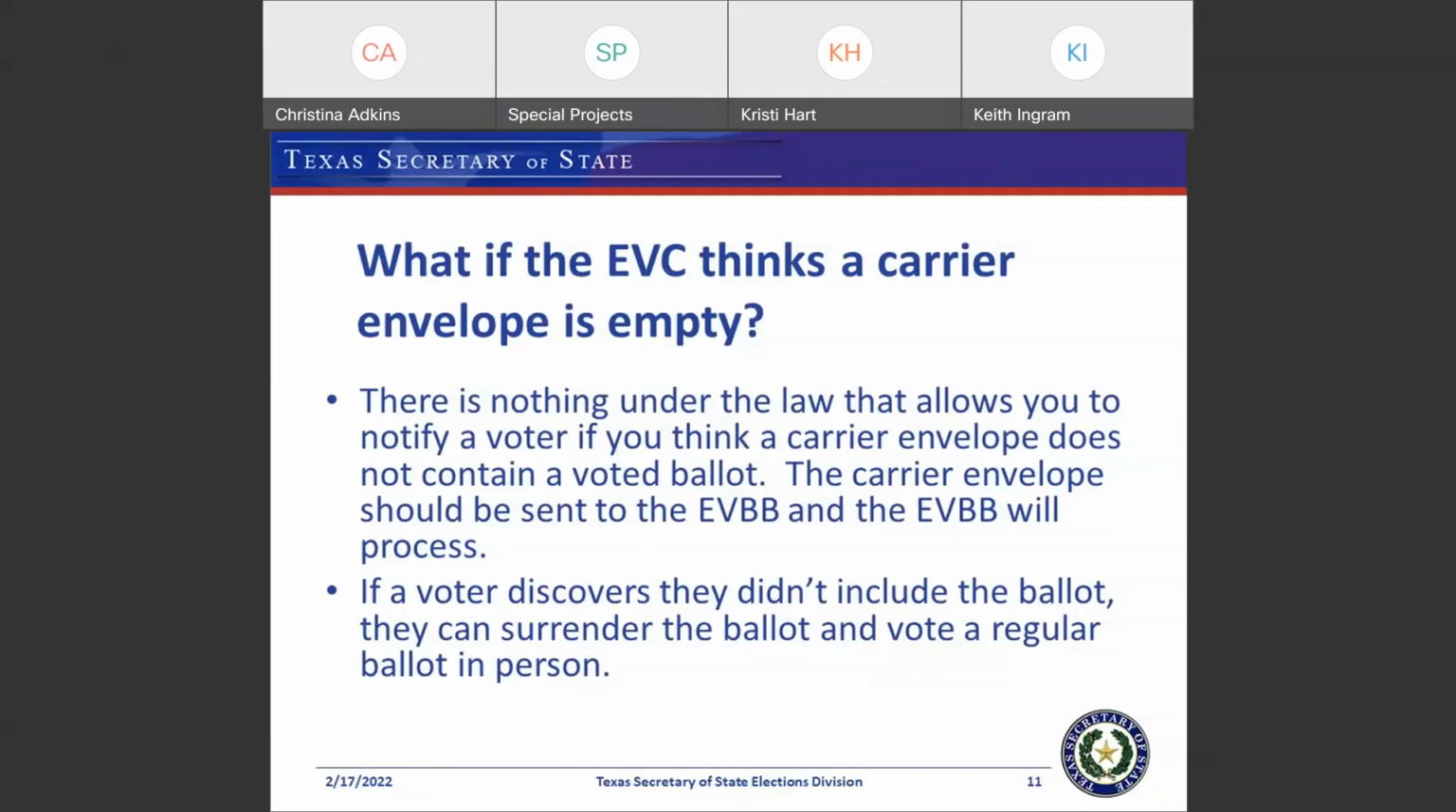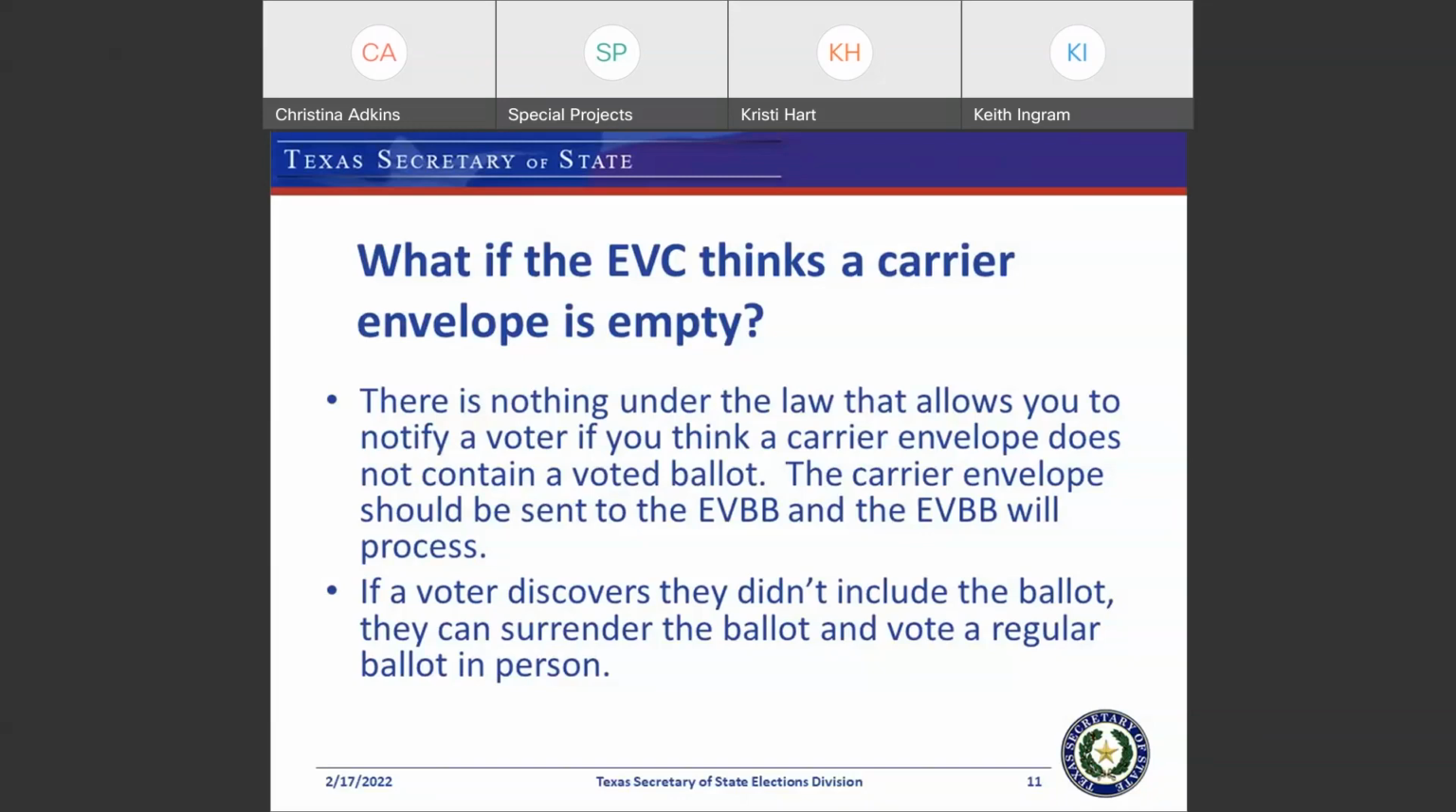We spent quite a bit of time today going through the code and looking at different provisions to try to provide a very solid answer here. I have to be real clear, we've got to rely on what the law tells us here. There's nothing in the law that allows you to notify a voter that you think their carrier envelope doesn't contain a voted ballot, because you can't open that carrier envelope to see if the voted ballot was included or not. So because there's no mechanism for you to open that envelope to confirm, that carrier envelope is ultimately going to have to be sent to the ballot board, and the ballot board will process it.